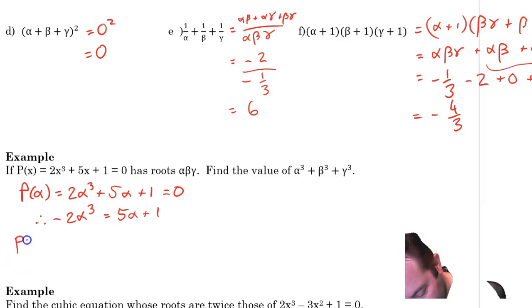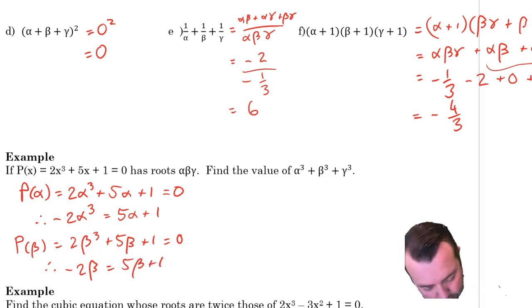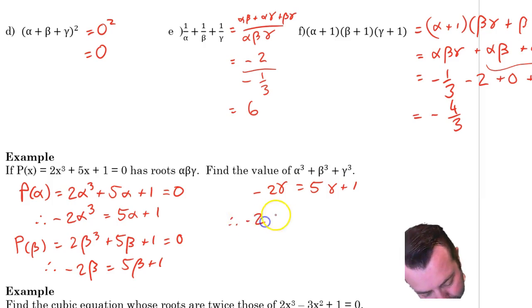Similarly, polynomial of beta equals 2 beta cubed plus 5 beta plus 1 equals 0. Therefore, negative 2 beta cubed equals 5 beta plus 1. And also, negative 2 gamma cubed equals 5 gamma plus 1. Therefore, negative 2 outside of, oops, cubed, forgot my little cubes here, alpha cubed plus beta cubed plus gamma cubed.